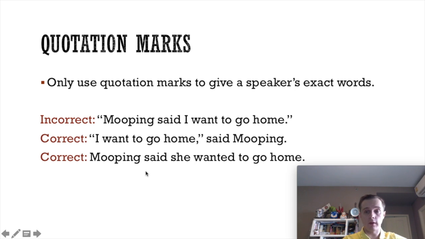Also, we can use what's called reported speech, where we don't use quotation marks at all, and we have a sentence that just tells us what someone has said, but we're not using their exact words. So Mu Ping said she wanted to go home. She doesn't use the exact words, she wanted to go home, but you can write a sentence telling us what she did say without using an exact quotation.